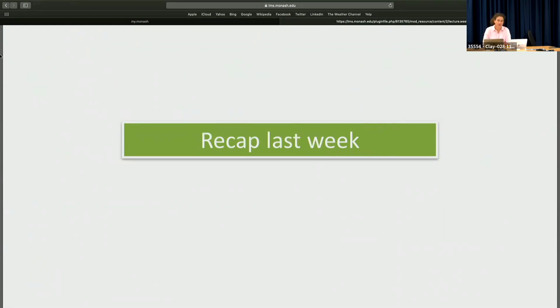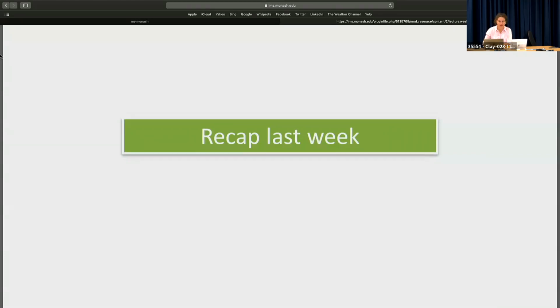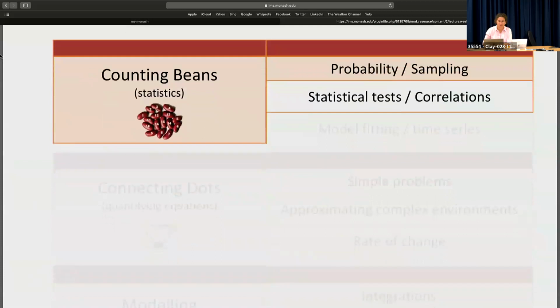Hi, I'll start with a short recap of what we went over last week before we jump into correlations and regressions, which are our topic for this week. So we're still in the counting beans section of the unit. We were talking about probability and how we sample, and we started talking about all sorts of statistical tests we're doing, and now we're starting to look at correlations and time series. Analysis will come next.